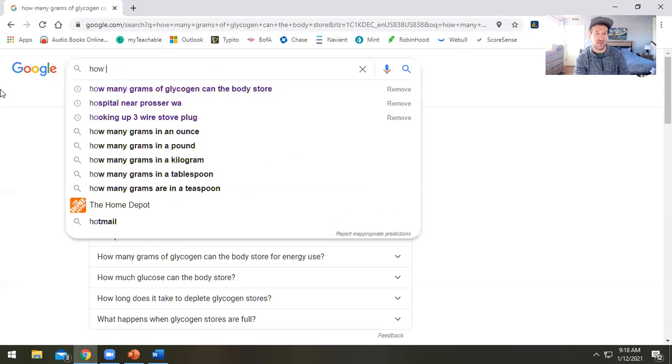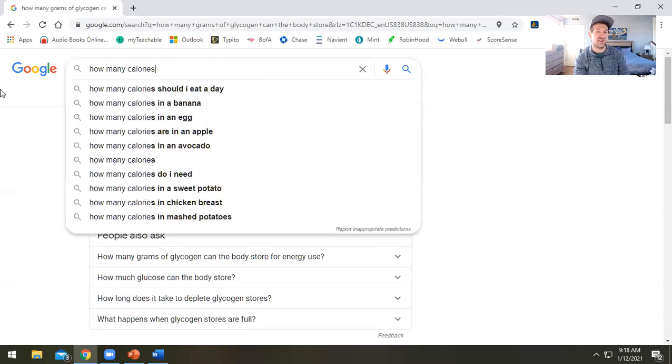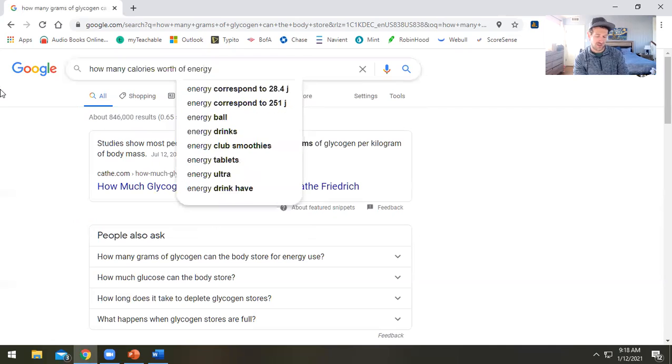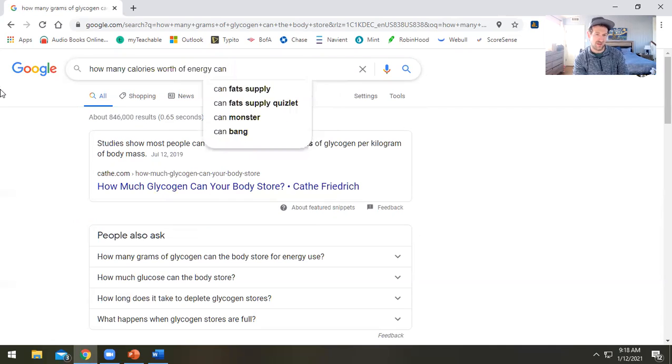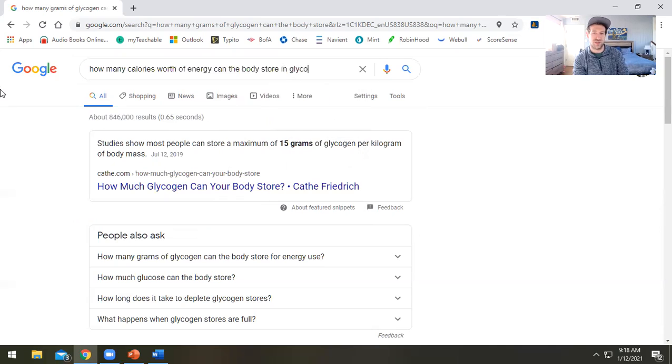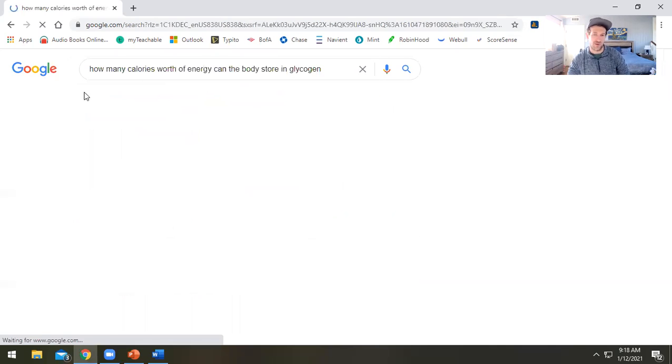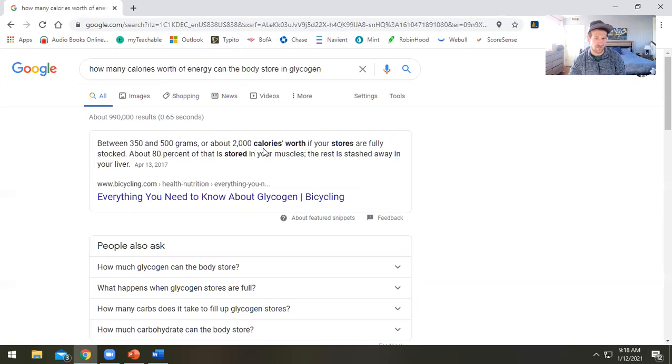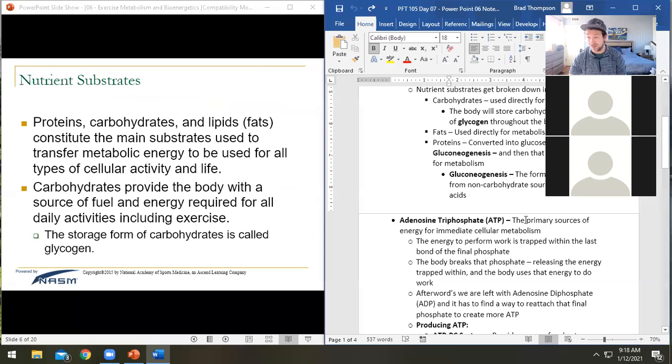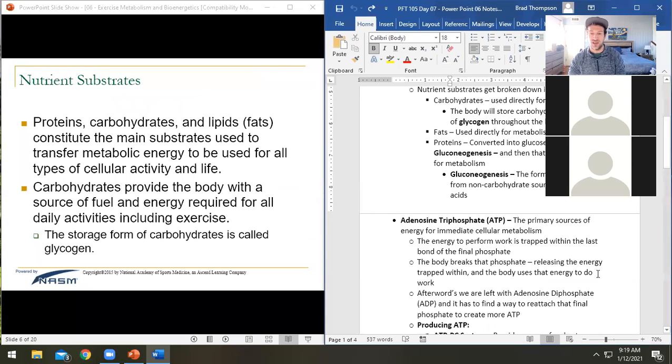And then let's see how many calories worth of energy the body can store in glycogen. About 2,000 calories worth, so that's actually a pretty substantial amount. If you go to run a marathon, you want to make sure that your glycogen stores are full so that you have plenty of energy in that marathon. So if you've ever heard of carb loading, right?